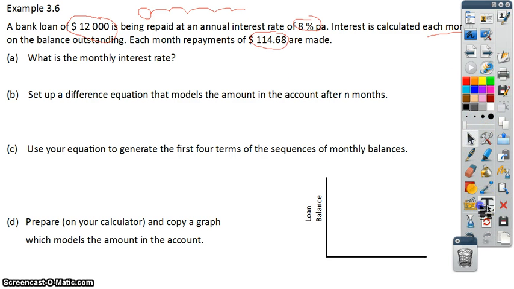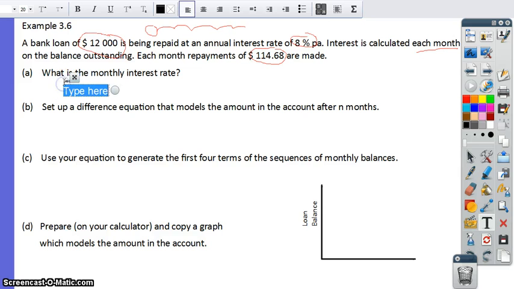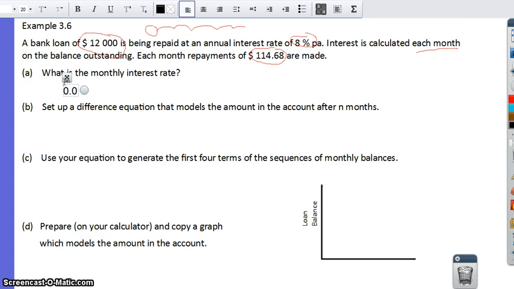Monthly interest rate, okay, 0.08, but it's divided by 12 because it's monthly, and that equals 0.00666667. Use lots of decimal places in these calculations because if you don't, your answers will be affected by the compounding and we won't end up with an accurate answer. So plenty of decimal places, please.